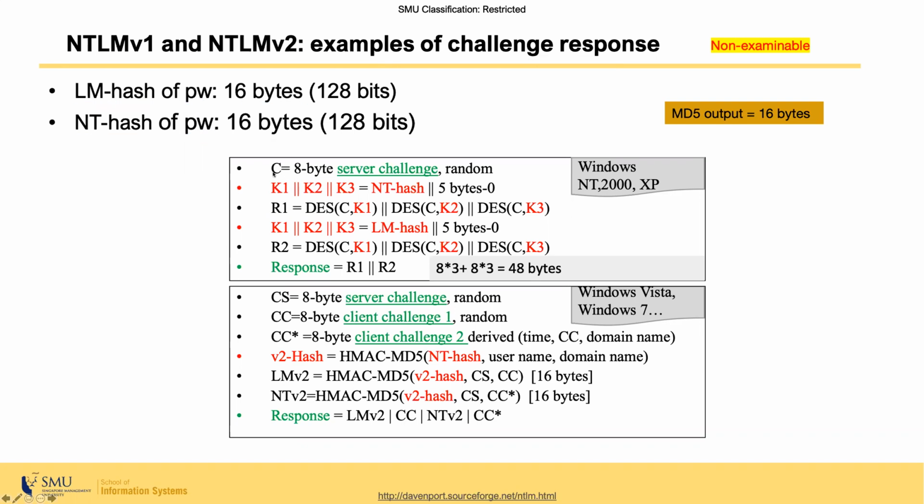So after computing the challenge C, the server will take the anti-hash value, which has 16 bytes, and then pad or concatenate it with 5 bytes of 0. That is to get a value which has a size of 21 bytes, because 16 plus 5 is 21 bytes. Why do we have 21 bytes?